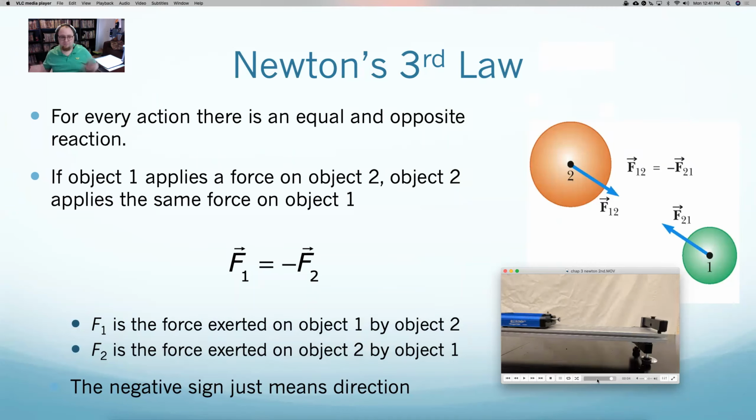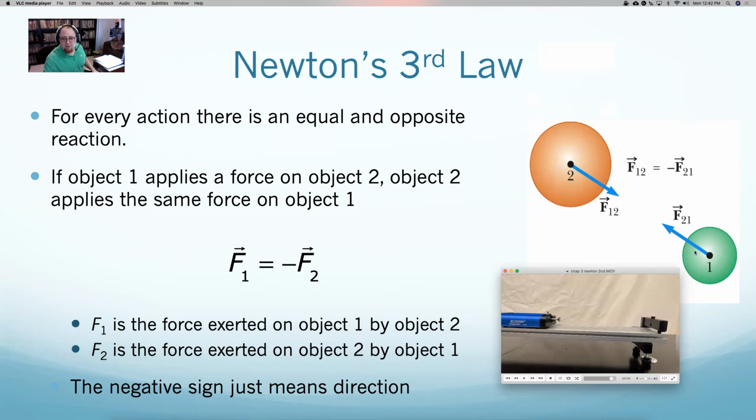If I take my desk, my chair is on wheels, and push against my desk, I fly backwards. But I pushed on the desk. So I applied the force, but I felt the reaction from the force. That is Newton's third law in action. Anytime you apply a force to an object, the object applies an identical force to you.